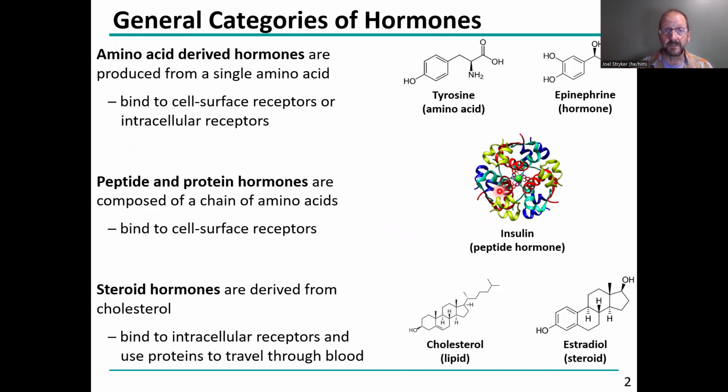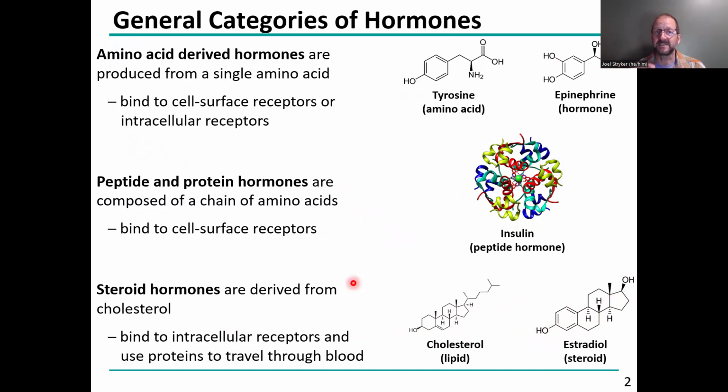This is definitely not going to be able to go through the cell membrane, so its receptor has to be on the cell surface, like we've talked about in previous lectures. And then steroid hormones are derived from cholesterol. So here's cholesterol, and then here is estradiol, which is a steroid hormone version of estrogen.